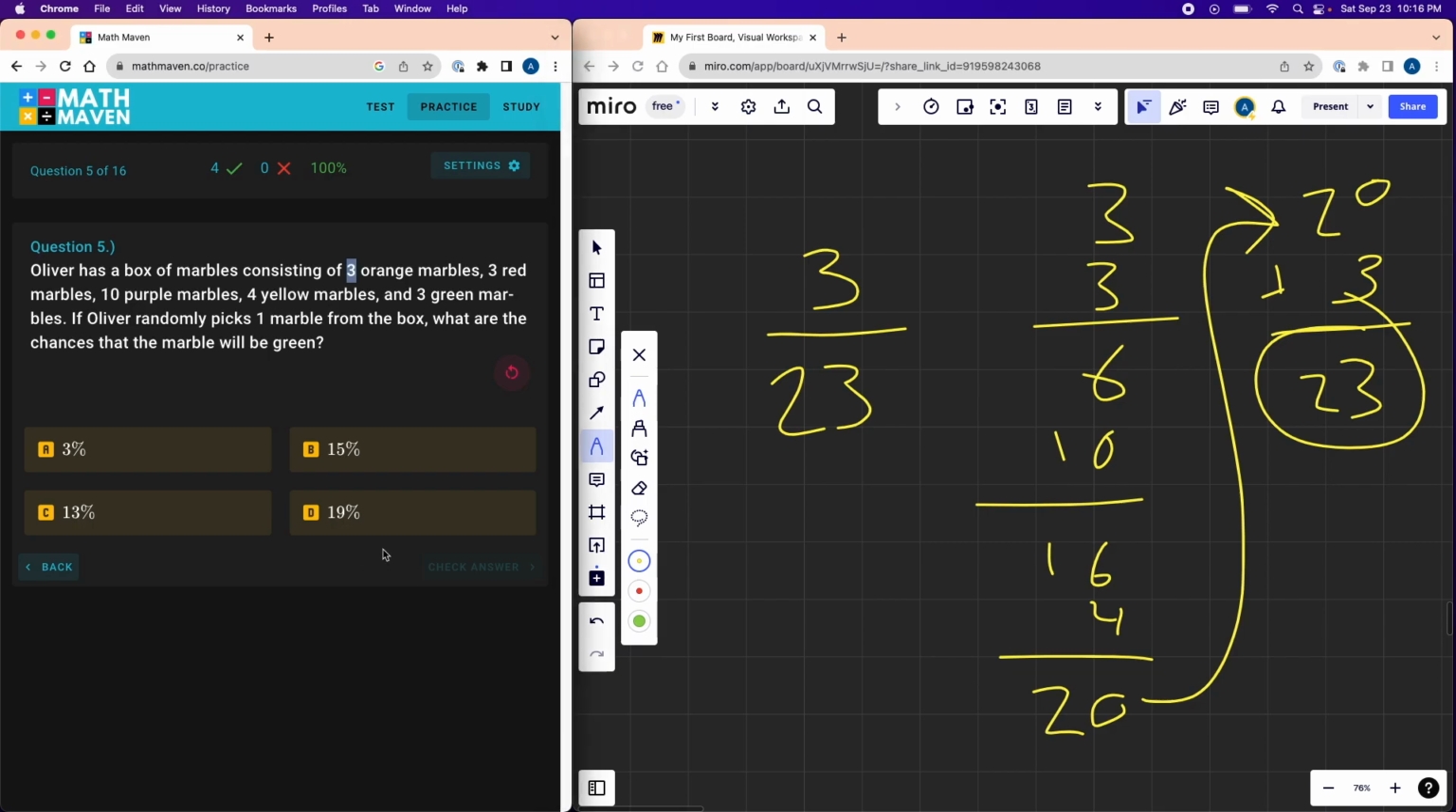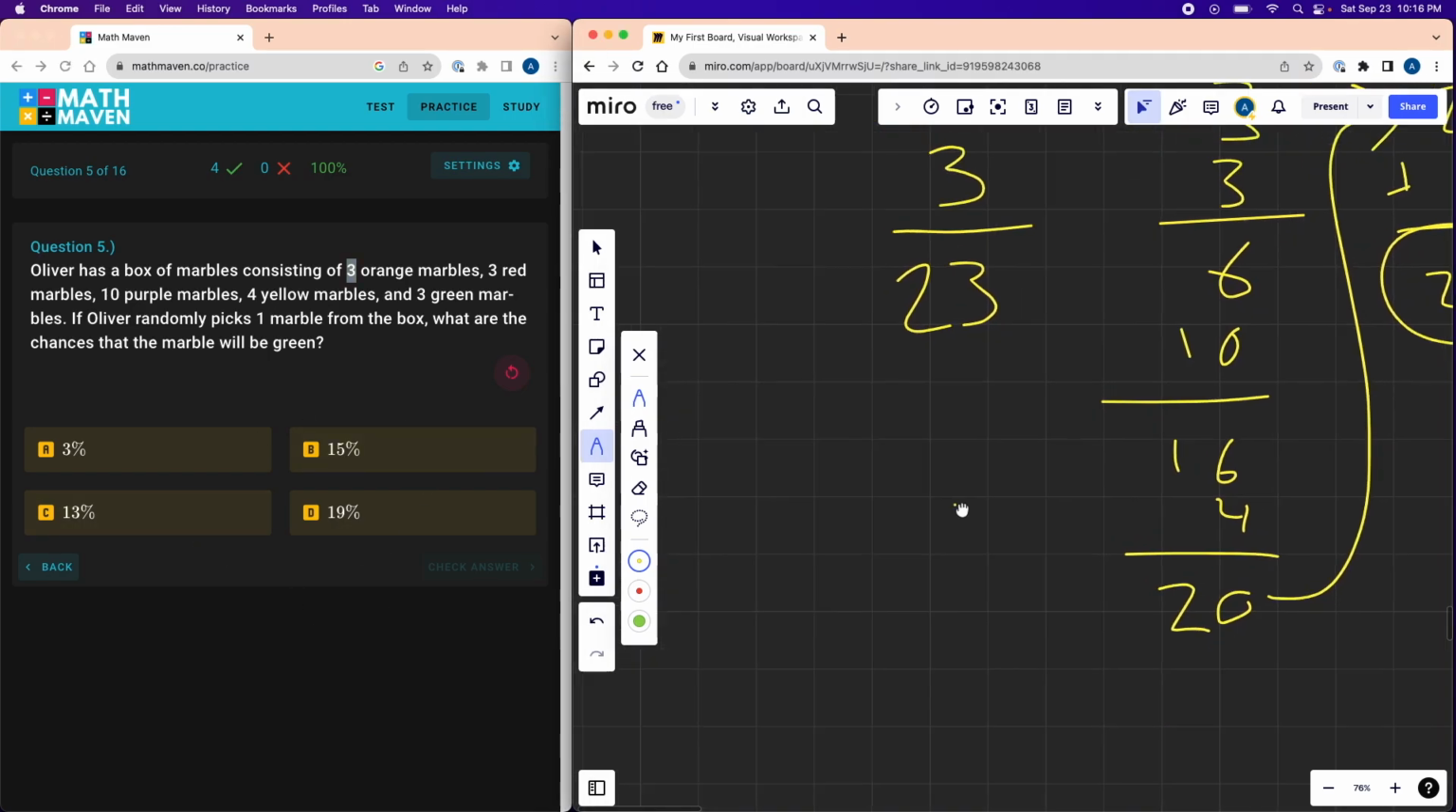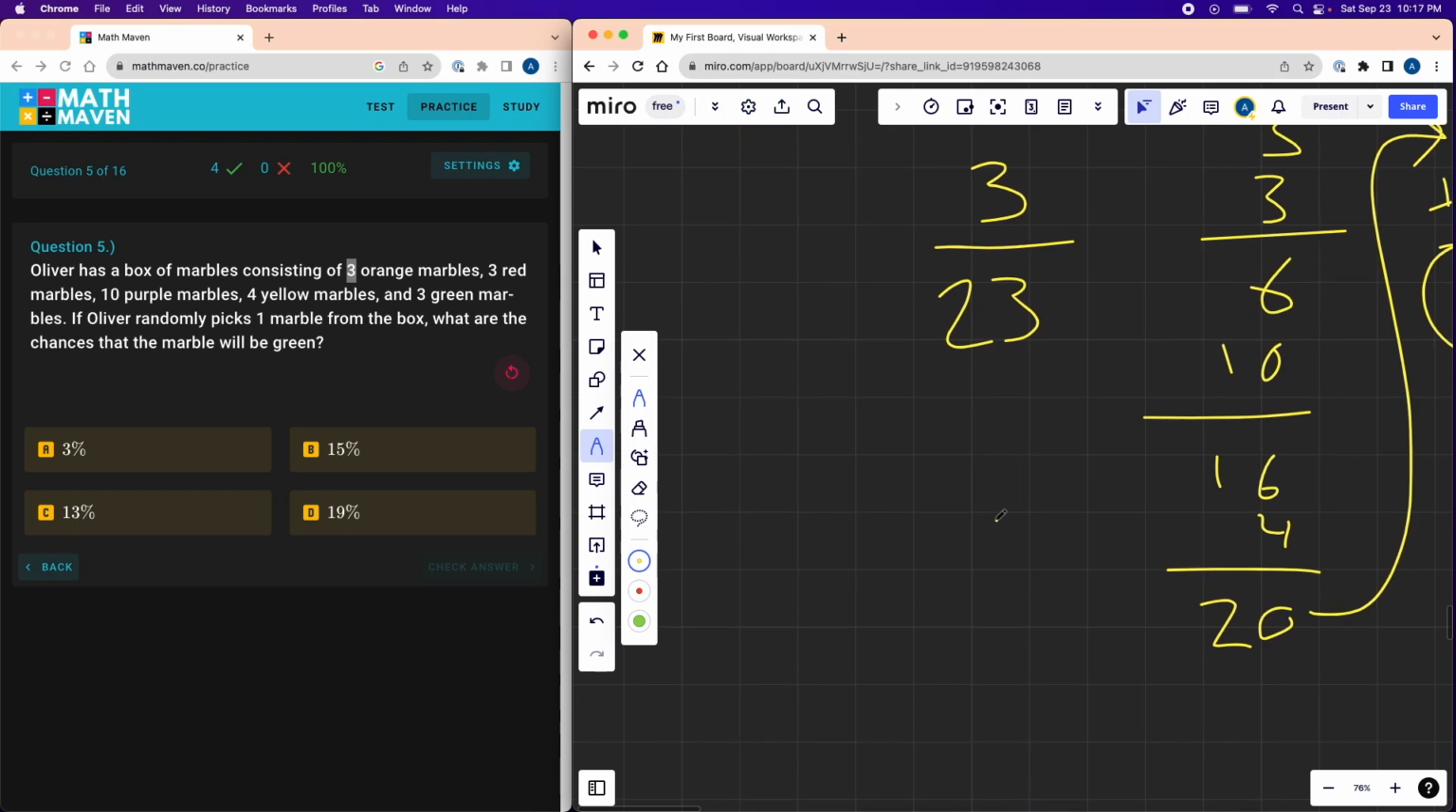But again, if we look in our answer sheet, we don't have the option of 3 over 23. So again, we need to use some division here. So we're going to take the denominator, again, put it on the outside, and throw the numerator on the inside. 23 can't go into 3, so we'll say 0, add some decimal points. 23 can go into 30 one time. 1 times 23 is 23. Subtract, we'll get 7. Drop a 0 down.